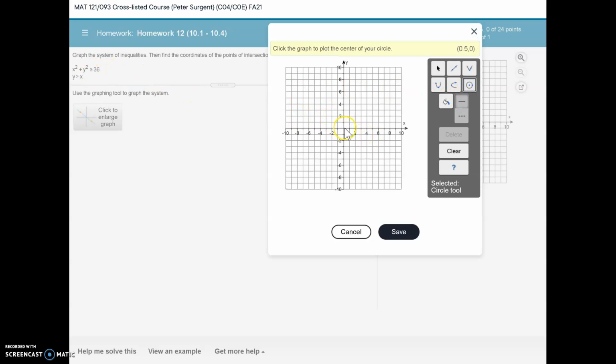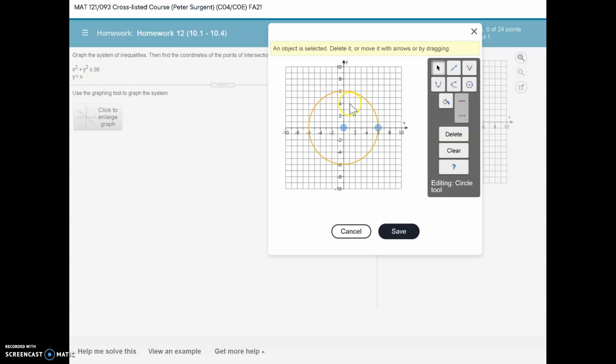So to graph a circle, we start in the center, click, and then go out till you hit your radius. I'll use 6, 0. So there's my circle. I'm going to graph a line. y is greater than x. Okay, so that's the line y equals x.